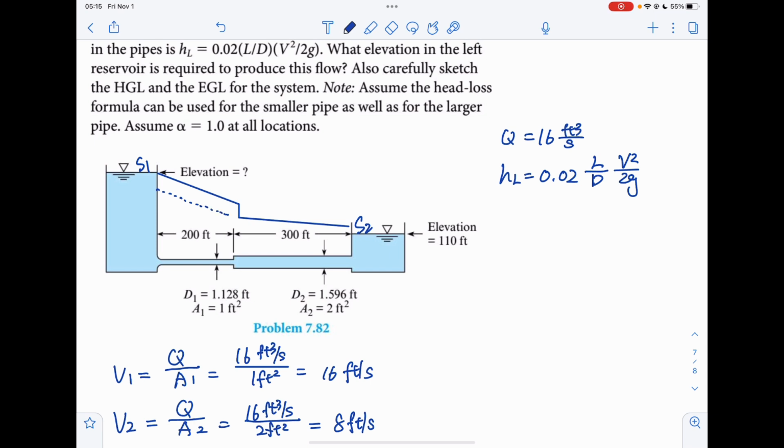The hydraulic grade line will be V1 squared over 2g below it. Drop here. Here we will have V2 squared over 2g. Okay. And that will go to the water surface, and the energy grade line will lose one velocity head here. So this is the energy grade line, and this is the hydraulic grade line.